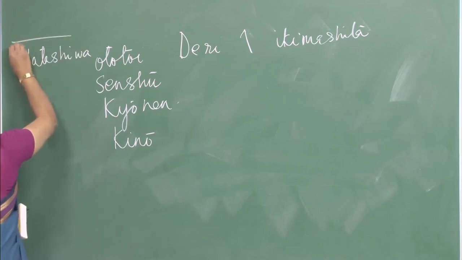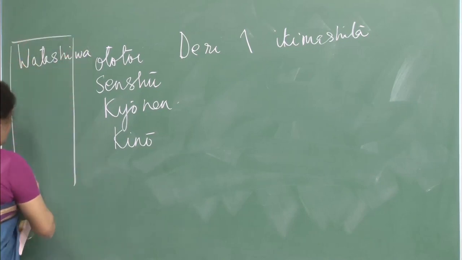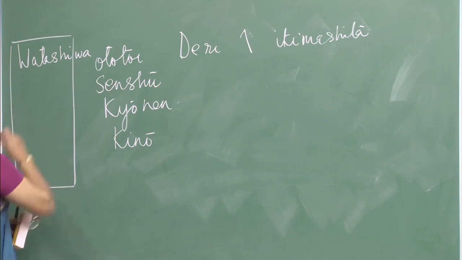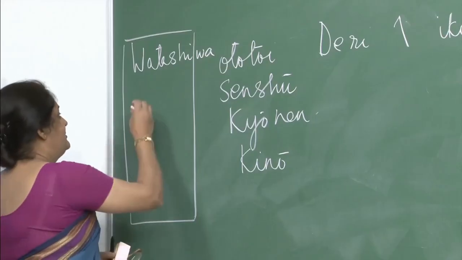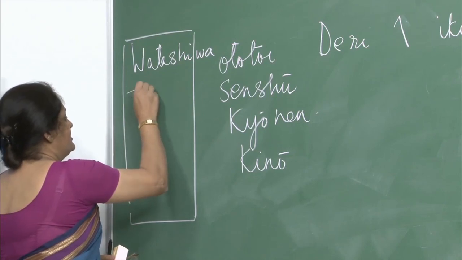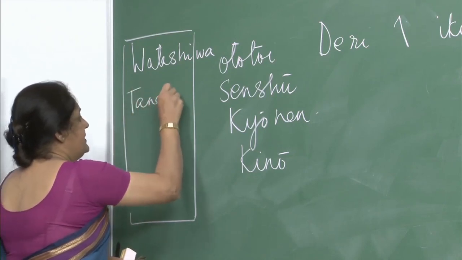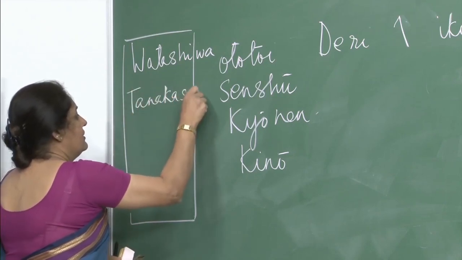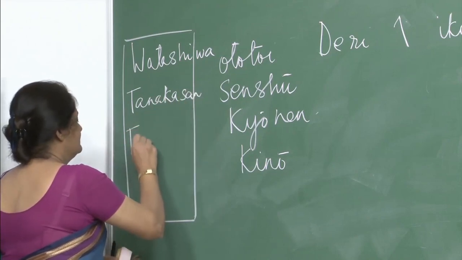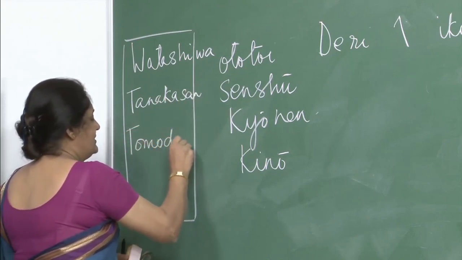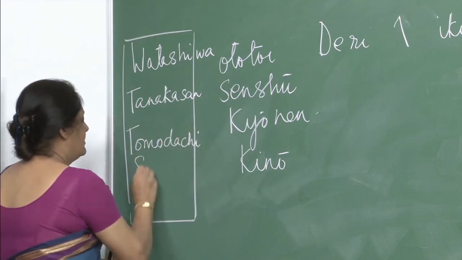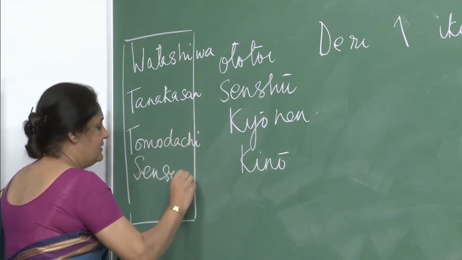Now, instead of watashi wa again, you can practice this. Again, over here, you can use any of the vocabulary that you have done. For example, you could say, Tanaka-san or tomodachi or sensei.